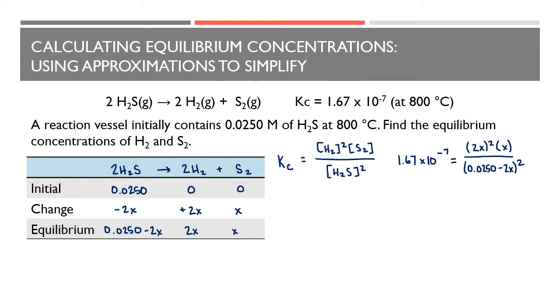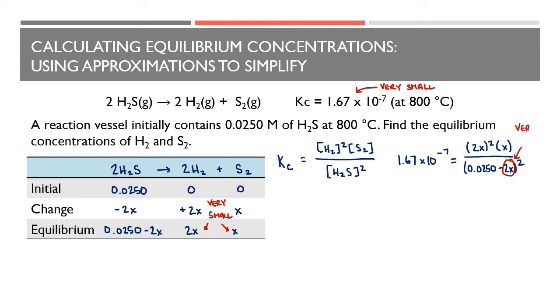Now here's where I make an assumption. And I can only make this assumption because the Kc is so small. When you're dealing with a very, very small Kc and you're just given reactants, it means you're not going to form very much product. It means this stuff does not react and produce very much. Our Kc is so small.